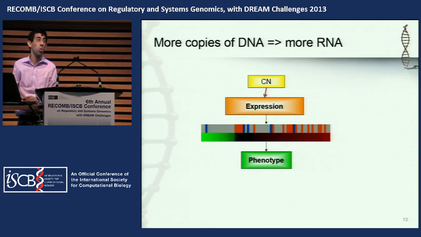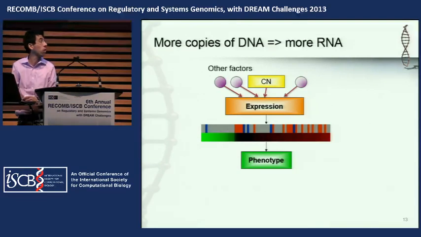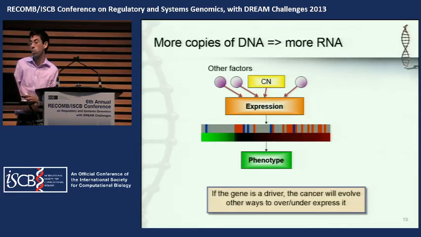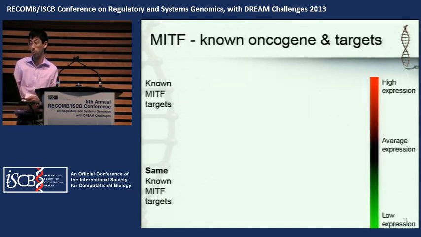If this is a true hypothesis, then there might be other ways that cancer could change the expression, such as, and we've heard some of them, mutations in promoter regions, changes upstream, changes in the 3' UTR, 5' UTR that aren't necessarily related, and so on. So basically, if the gene is a driver, cancer will find other ways to over- or underexpress it, so we probably need to look at expression.